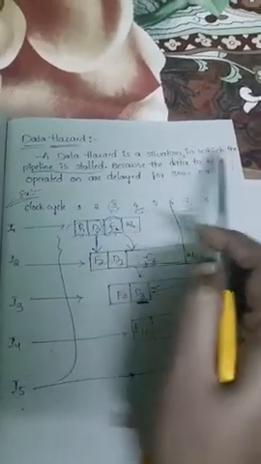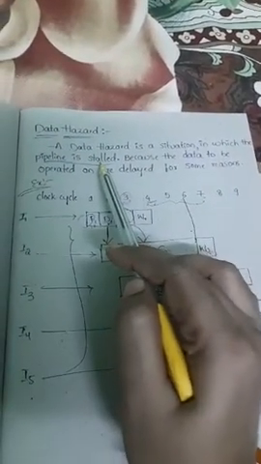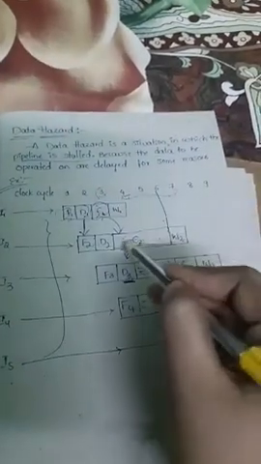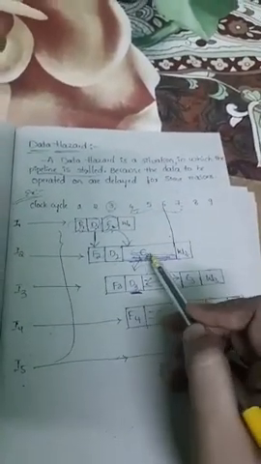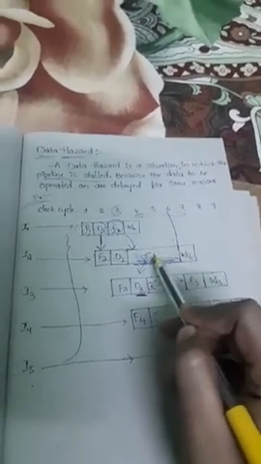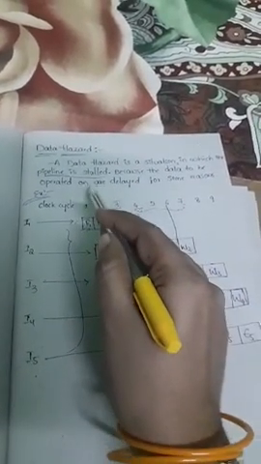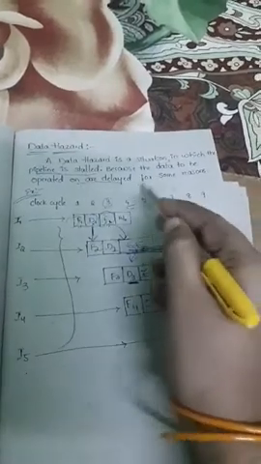The definition of data hazard is: it is a situation in which the pipeline is stalled. Here you can see that the pipeline is stalled. Why is the pipeline stalled? Because the data to be operated on are delayed for some reason.